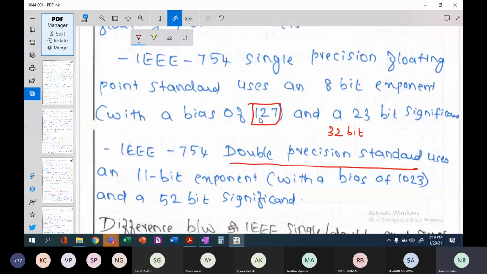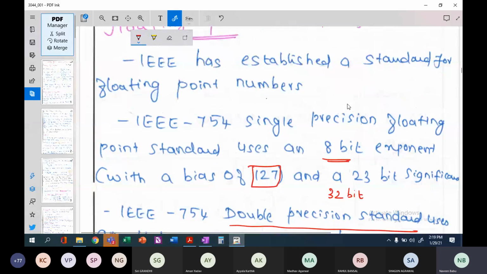And how did we get this 127? Obviously, you can have an 8-bit exponent value. What is 2 power 8? 2 power 8 is nothing but 256.